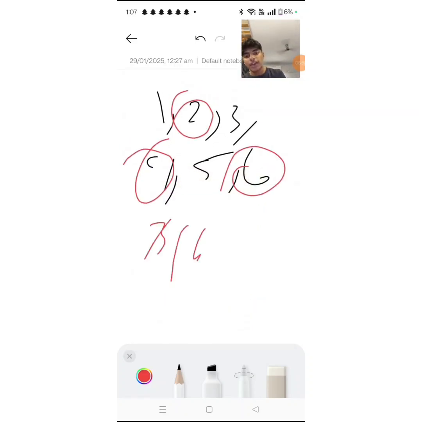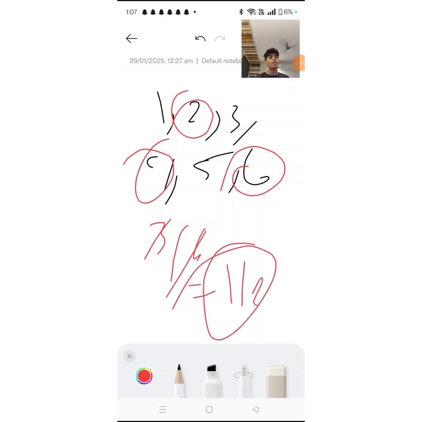So it's 3 by 6. And if you cancel this off, it's half. So 1 by 2 is the probability of getting an even number. Same with an odd number. It's 3 by 6 again, right? Which is 1 by 2 because it's the odd number, right?